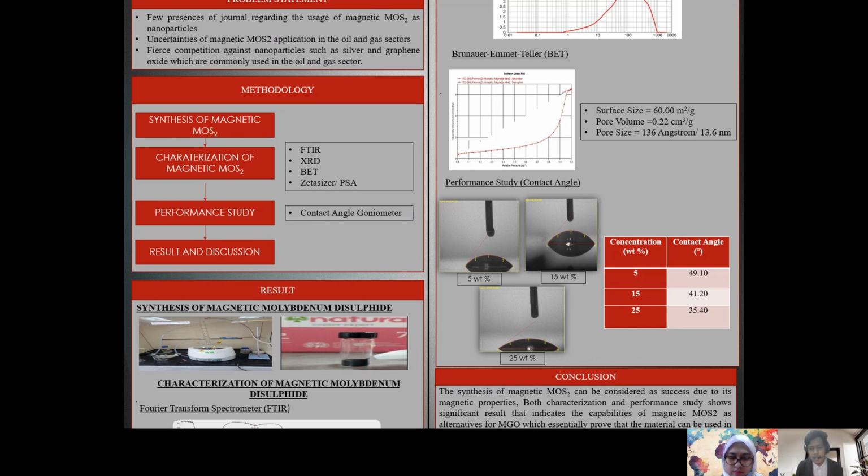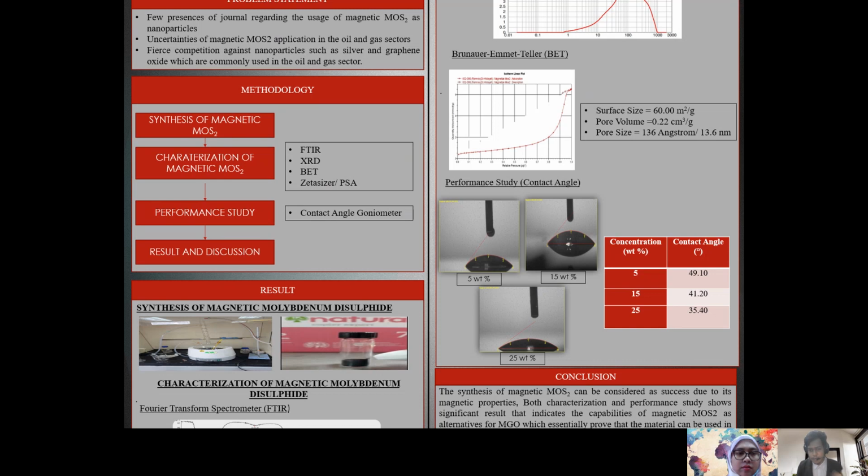Because supposedly, in theory, the concentration increase will cause a decrease of contact angle. Before that, the relationship between contact angle and wettability is that the lower your contact angle, the higher the wettability exhibited by the material. And as you can see, the 5% concentration has the highest contact angle, which is 49.10.